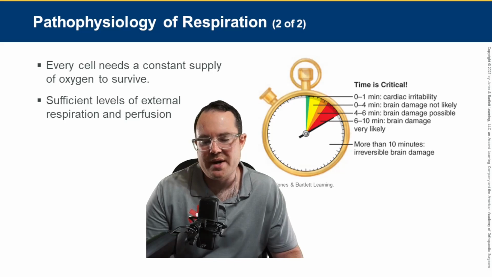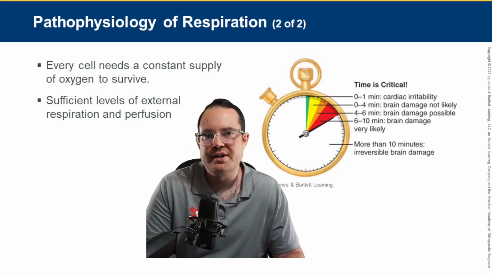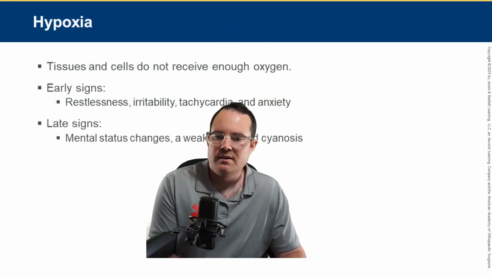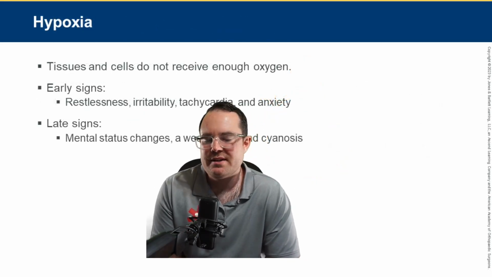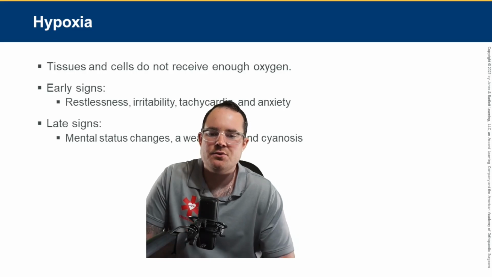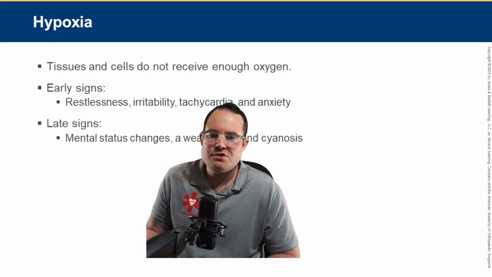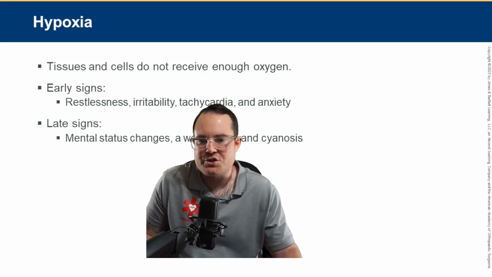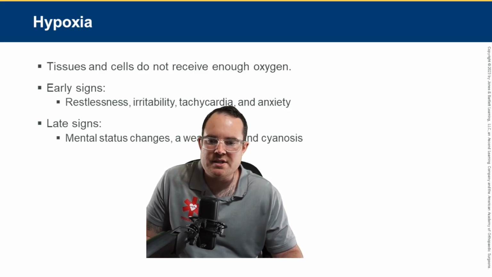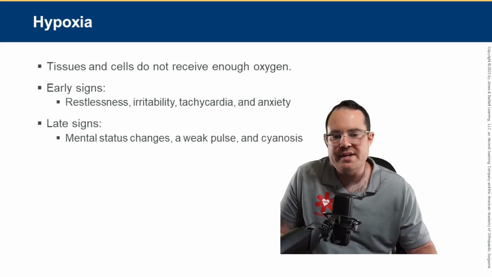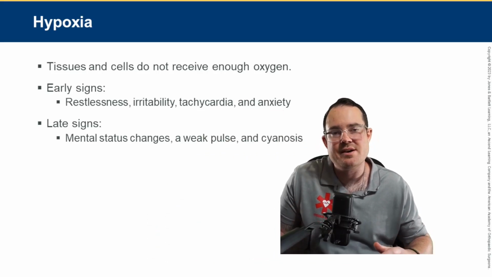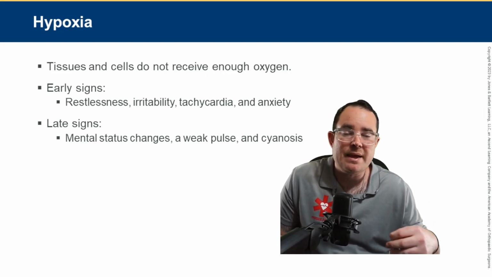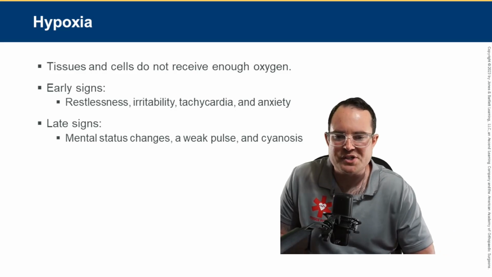It's crazy how important oxygen is to these patients. Hypoxia. What is hypoxia? If you've gone through EMT school, you're very familiar. Tissues and cells do not receive enough O2. That's all it means. Lack of oxygen. So let's take a look at some of these early signs. You've got to know these, and when you start to see them, and you get a little bit of experience in noticing them, you can make a quick decision to improve your patient's outcome.